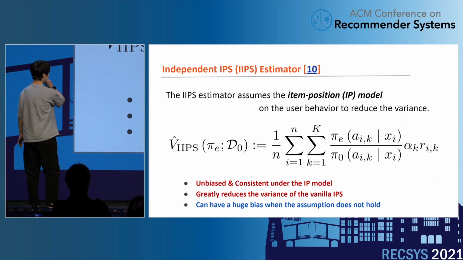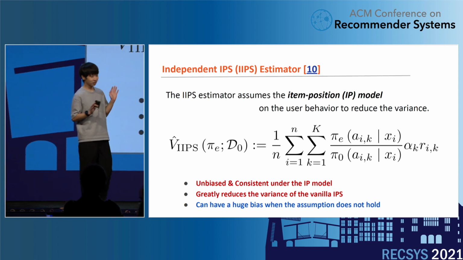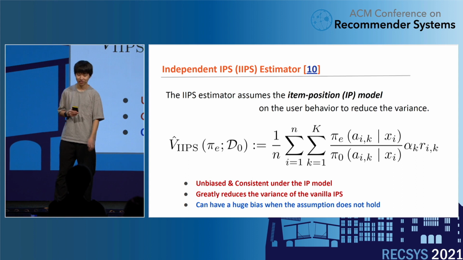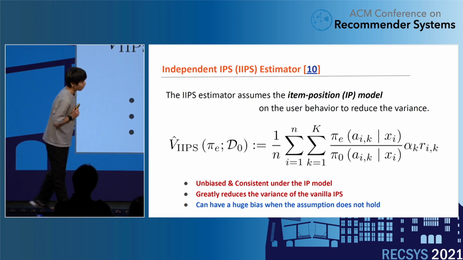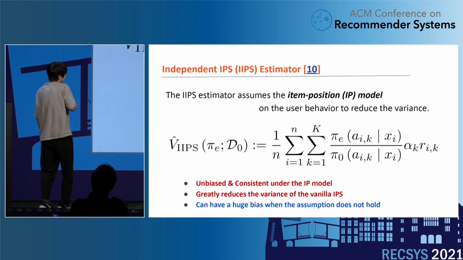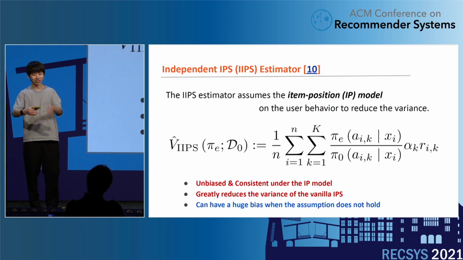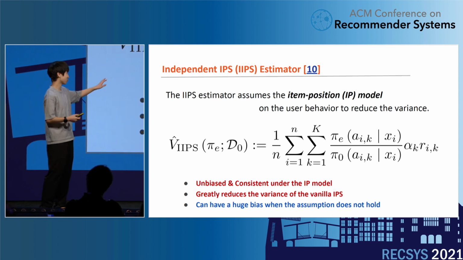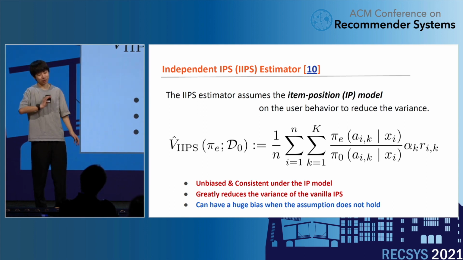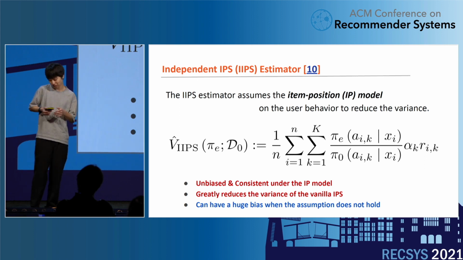And also, it greatly reduces the variance of the vanilla IPS because we don't consider the importance weight over the action combination anymore, thanks to this assumption. And one downside here is that it could have huge bias, not variance, huge bias, depending on the divergence of the assumption from the real user behaviors. So this is, I think, another type of bias-variance trade-off, depending on which type of user behavior assumption we choose.